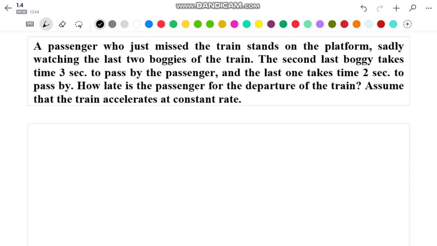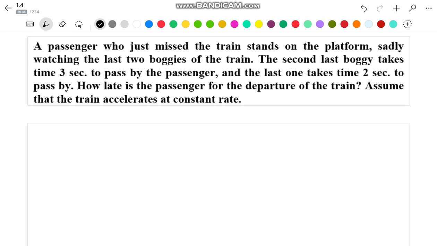So hello friends, in this particular video, we will discuss a very interesting but a little bit sad kind of problem. This problem is directly related to kinematics. Let us see what all values are given in the problem, what is the condition which is given in the problem. So in this very interesting problem, we have a passenger who has just missed the train.